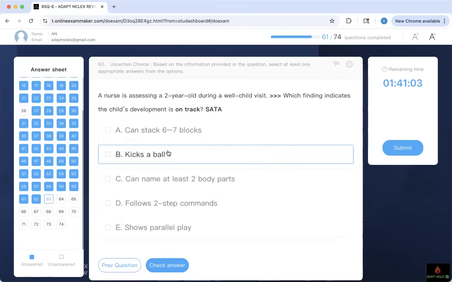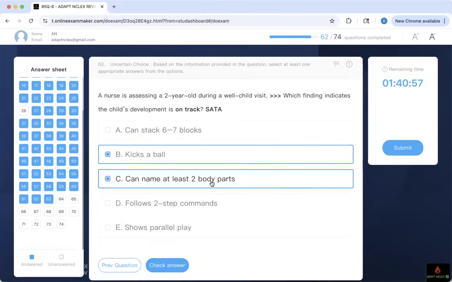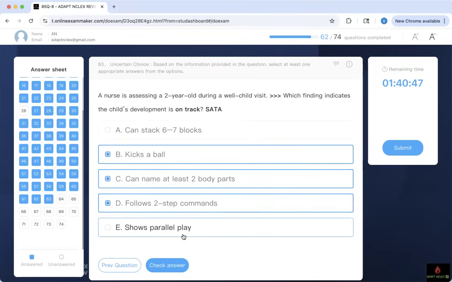Kick a ball. It can stand, therefore it can kick the ball. Can name at least 2 parts. Hey, I see 2. I pick it, my friend. Right? That's the one I'm looking for. I got 1. Follow a 2-step command. I get another 1. Show parallel play.